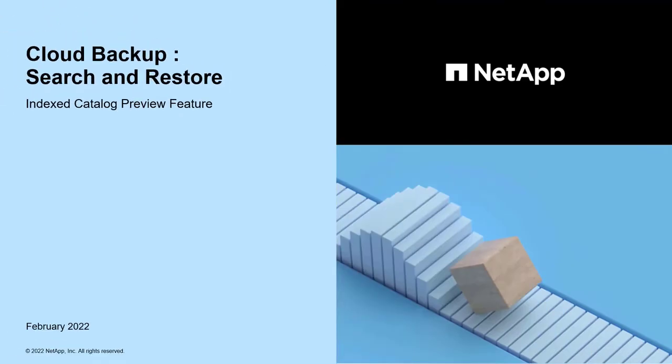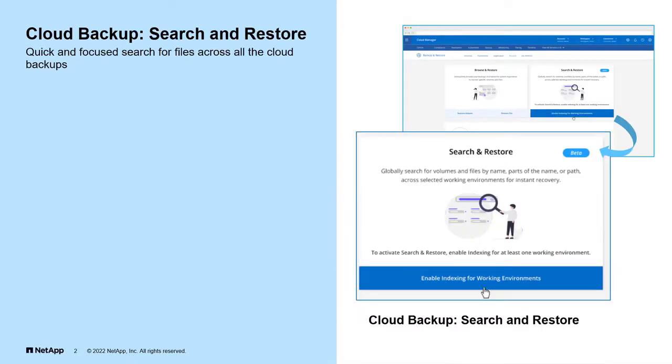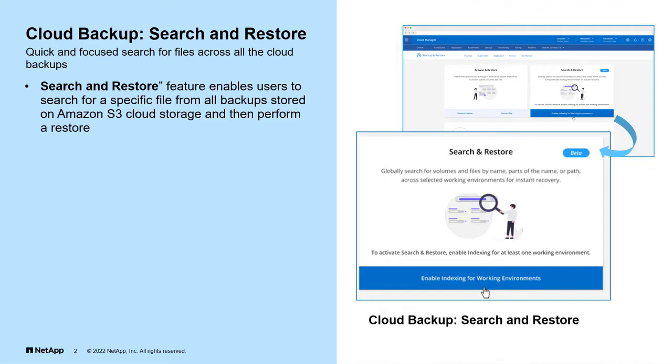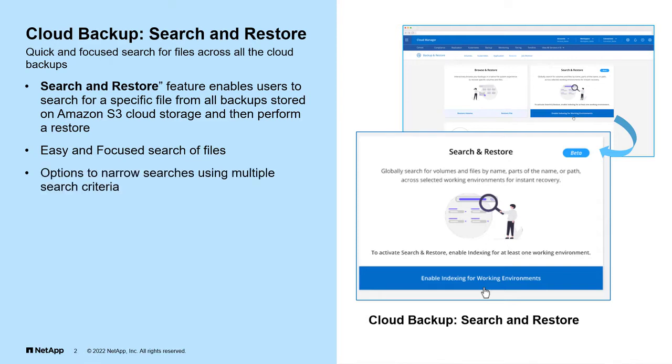In this tech clip, we will look into the Cloud Backup Search and Restore feature. Cloud Backup has introduced a new Search and Restore feature which enables users to search for a specific file from all the backups stored in Amazon S3 Cloud Storage and then perform a restore. It provides users with a quick and focused search for files across the backups in the cloud and gives the option to narrow searches using multiple search criteria.